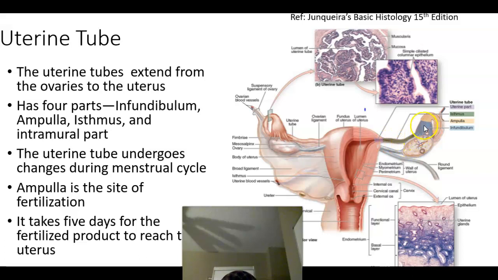The uterine tube undergoes changes during the menstrual cycle. The ampulla is the dilated part and the site of fertilization. Once it is fertilized here, it takes around 4 to 5 days for the fertilized product to go from the site of fertilization to the uterus.